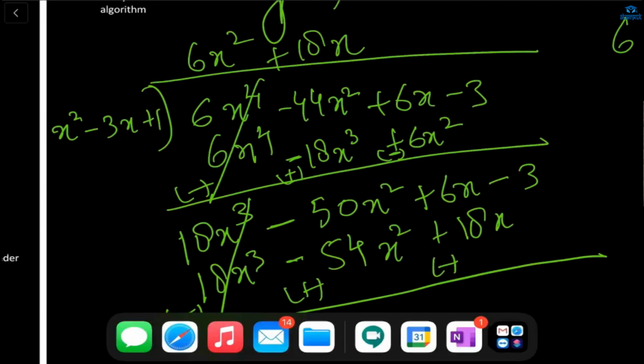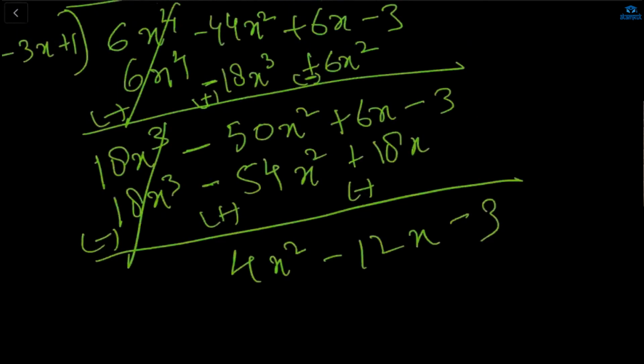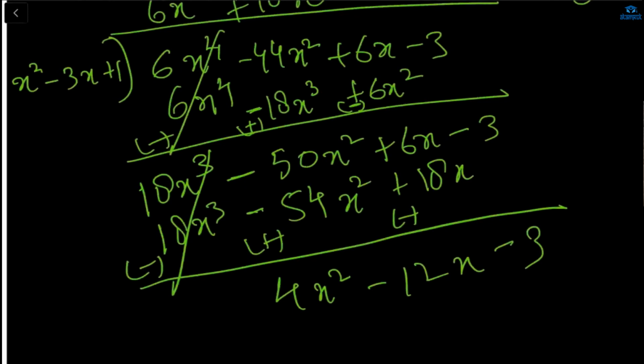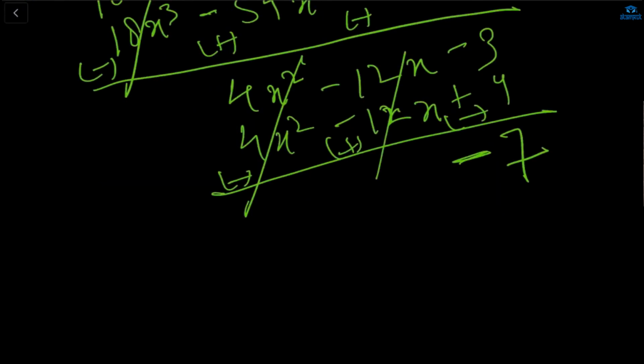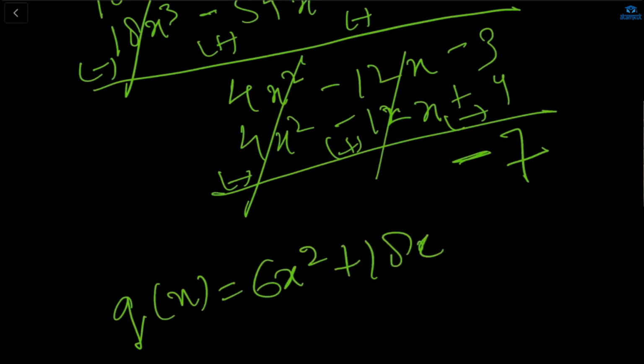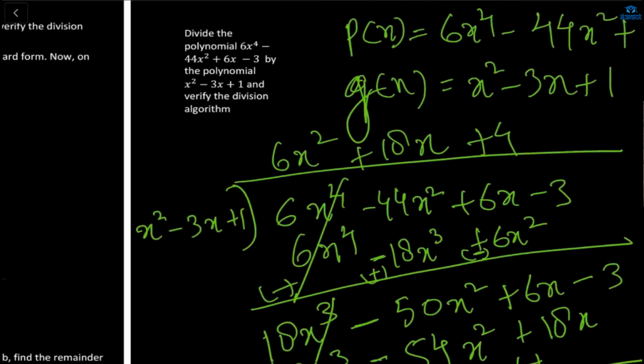So what we have got here is 4x square minus 12x minus 3. Now again, the value will be cancelled by multiplying by 4, and here it will be plus 4, which will be minus. So here you got minus 7. So the quotient Qx is 6x square plus 18x plus 4, and the remainder Rx will be minus 7. Now verify that Px is equal to Gx multiplied by Qx plus Rx.